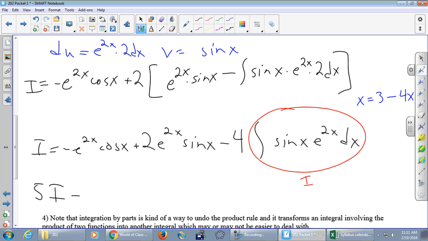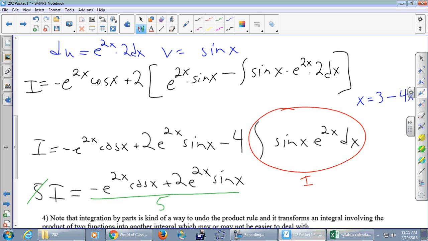5I equals, I'm going to copy the rest of this in the front, negative e to the 2x cosine of x plus 2e to the 2x sine of x. All that divided by 5 is the answer, right? I don't have room to write it again, so I'm going to cross it off here and put over 5 here. At some point you've got to put it in, so we'll just kind of make it up at the end there. You've got to put it somewhere.